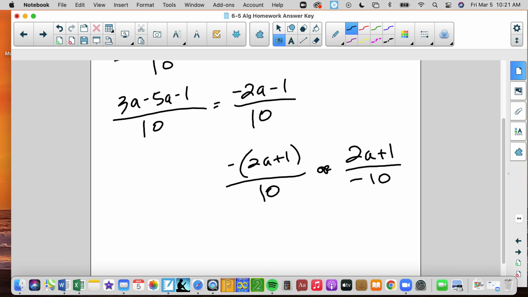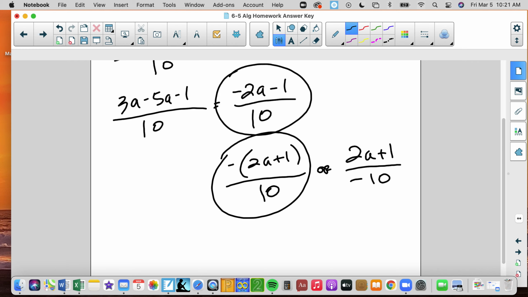So of all three answers, this is the one that I love. I like that one the best. However, you will find that this will be acceptable, this will be acceptable, and this will be acceptable. All three of them, but they all are the same, and they all are considered simplified.